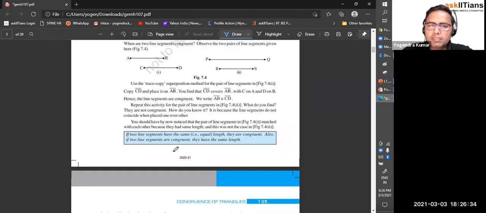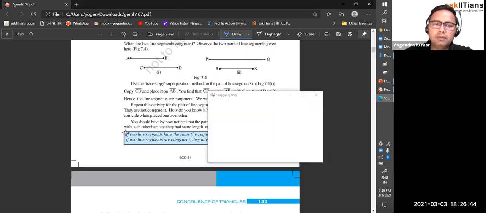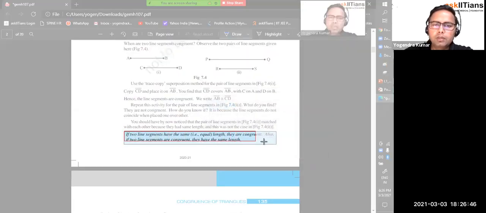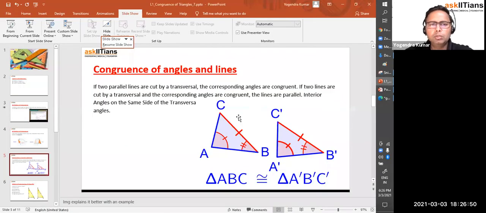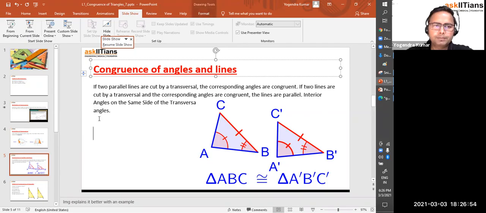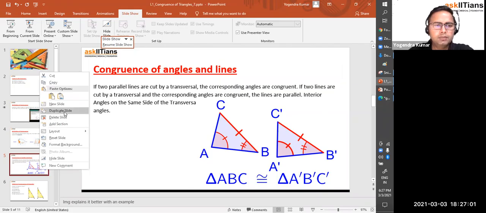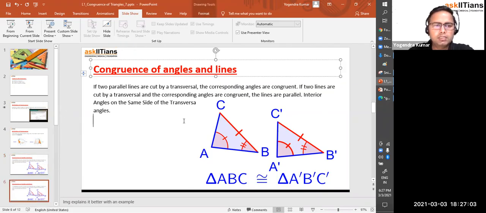If two line segments have the same length, they are congruent, right? Because there is nothing else to see. Only what is the dimension we have in the line segment. Only length is there. So that's why we can say that they are congruent. If their lengths are equal, then we can say they are congruent.